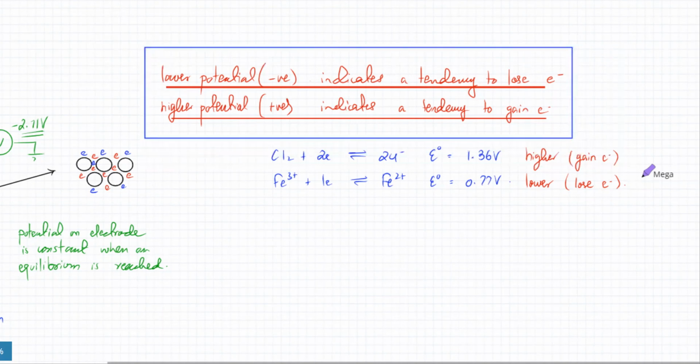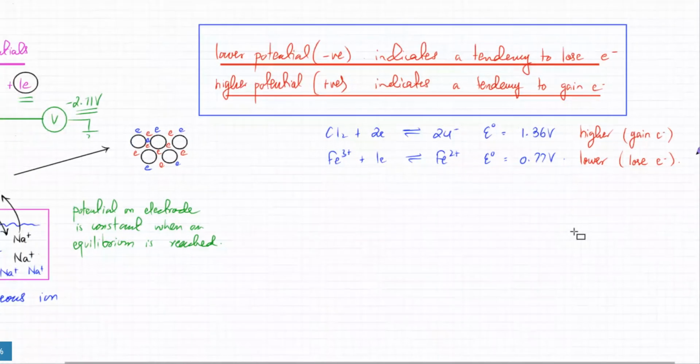So just remember, this thing sums up the entire electrochemistry, because this is what we are looking for. Who's going to gain electrons? Who's going to lose electrons? And the potential values are going to tell us exactly that. The higher potential is the one that's going to gain electrons, and the lower one would therefore be the one that would be losing electrons. Is that clear? Yes, it is.